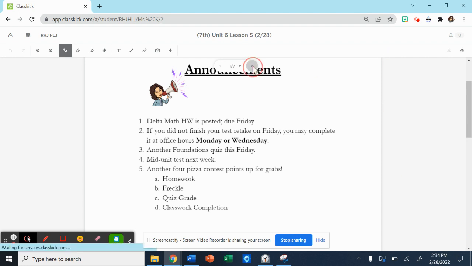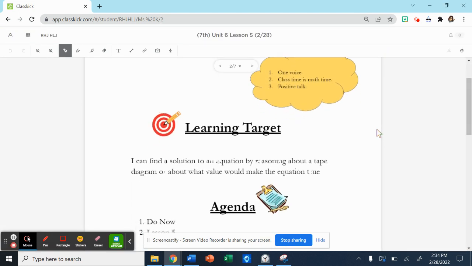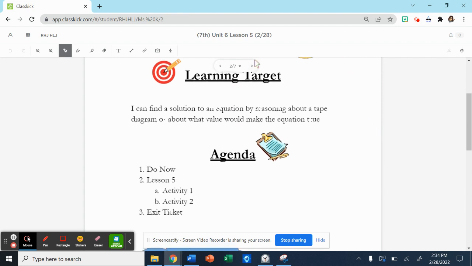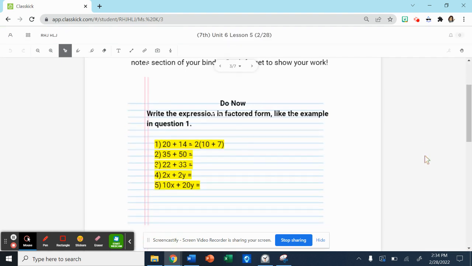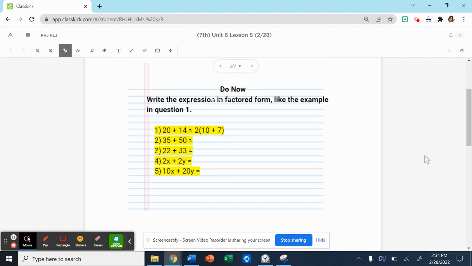On the second slide, you will see the learning target for today. I can find a solution to an equation by reasoning about a tape diagram, about what value would make the equation true. And then on the third slide, you'll see the first place where you need to do work. That's today's do now. So go ahead and pause this video, go through slides 1, 2, and 3, and complete the do now.